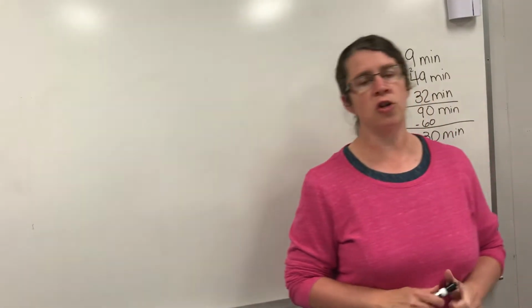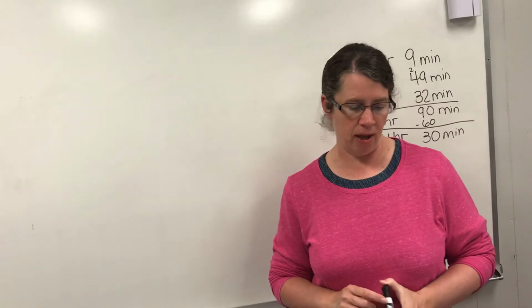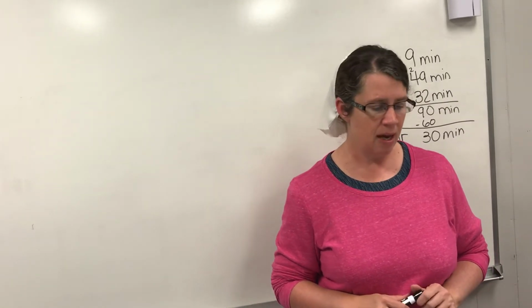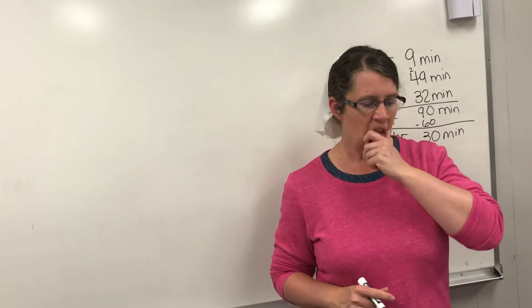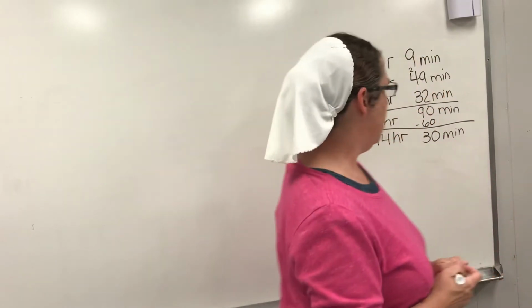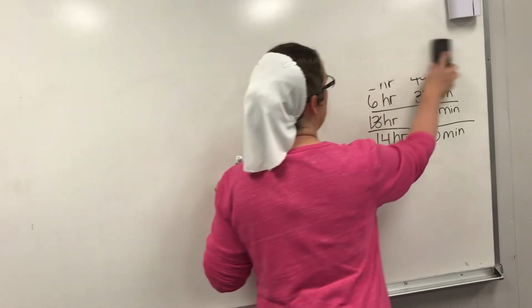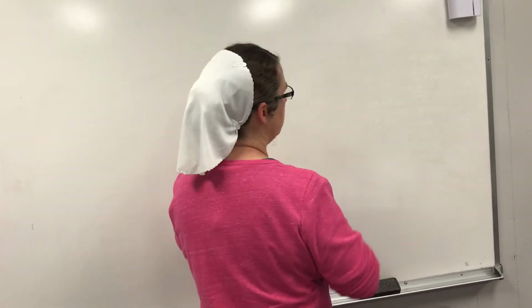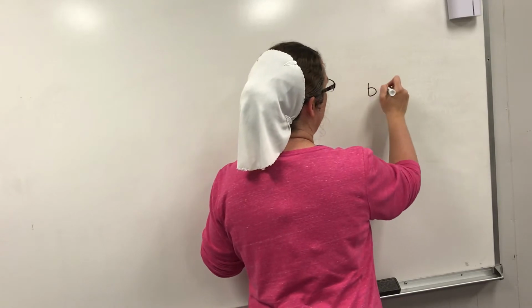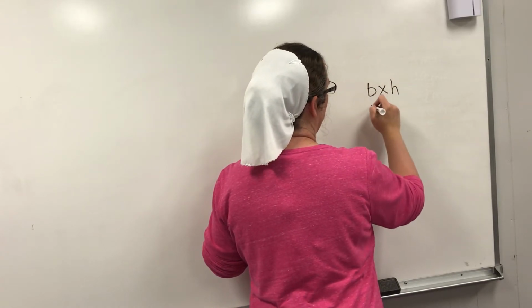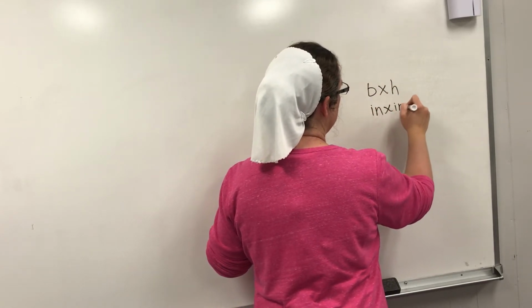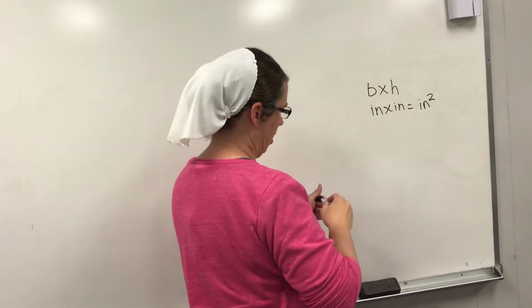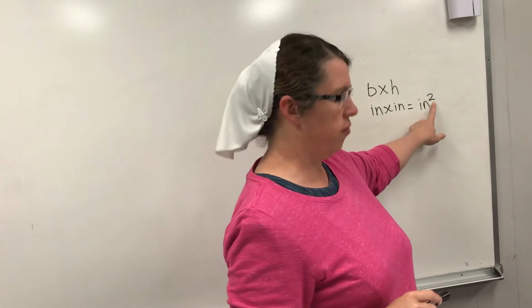You also need to know how to find the area of a parallelogram. Remember the formula for area of a parallelogram is base times height. Be very careful, guys. Make sure on your labels, when you find area, what is your label supposed to be? When you go base times height, you're going inches times inches equals inches squared, okay? Make sure that you don't forget this.